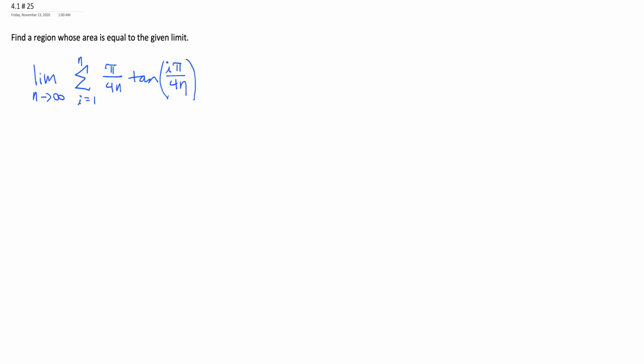All right, so our goal here is to find the region whose area is equal to the given limit. So basically, this is crazy sigma notation that represents the area under a curve. And our goal is to find out the equation of the curve and what its boundaries are, like its domain, like from where to where.